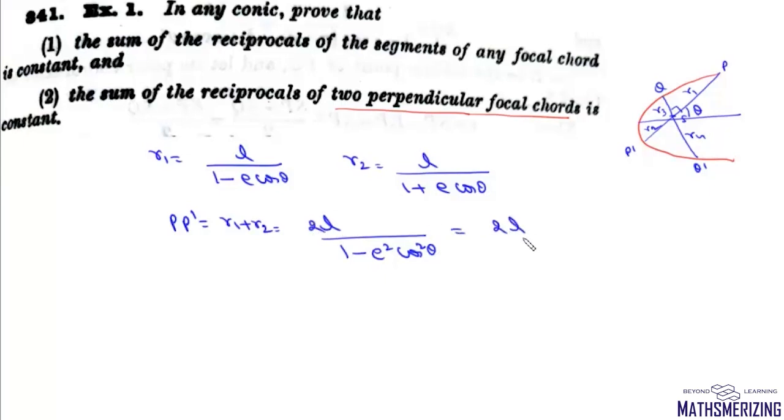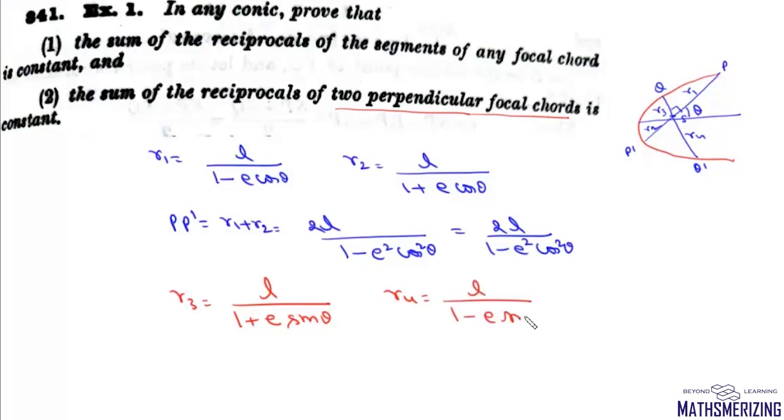So it'll simply be 2L upon 1 minus E square cos square theta. Now in the same way, we'll find this Q and Q dash. Now for this Q, we'll write R3 as L upon 1 minus E. Now what about this angle? Now this angle will be theta plus pi by 2. So cos pi by 2 plus theta is minus sin theta. So it will be 1 plus E sin theta, and R4 will be L upon 1 minus E sin theta.